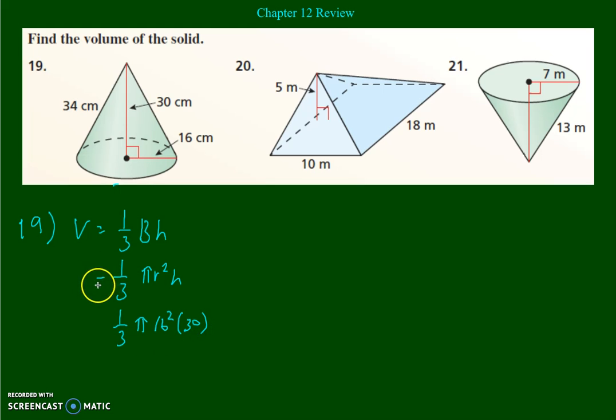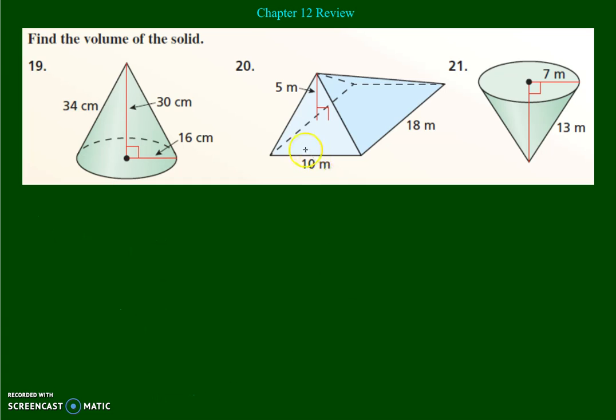That gives us 2560 pi, which is approximately equal to 8042.5, and that is cubic centimeters. Alrighty. Not so challenging after all, but let's move on to problem 20, see what we can come up with.